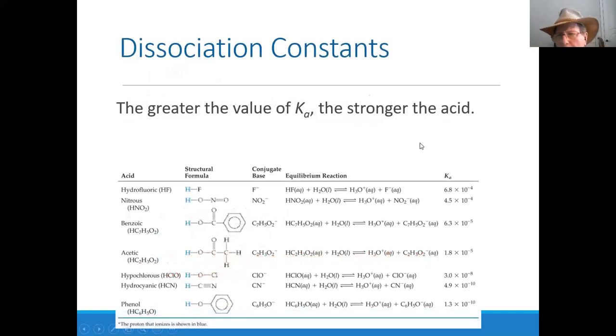So if I am going to compare, let's go with, let's see who else is in here.